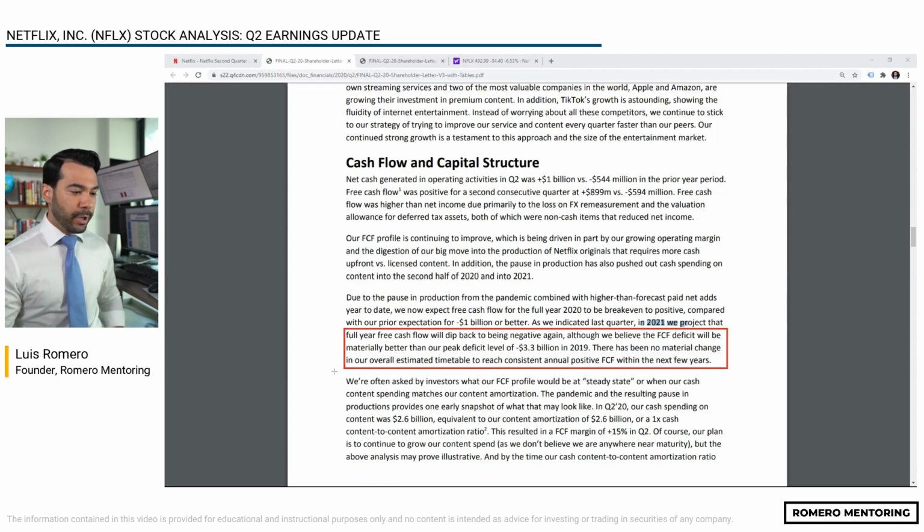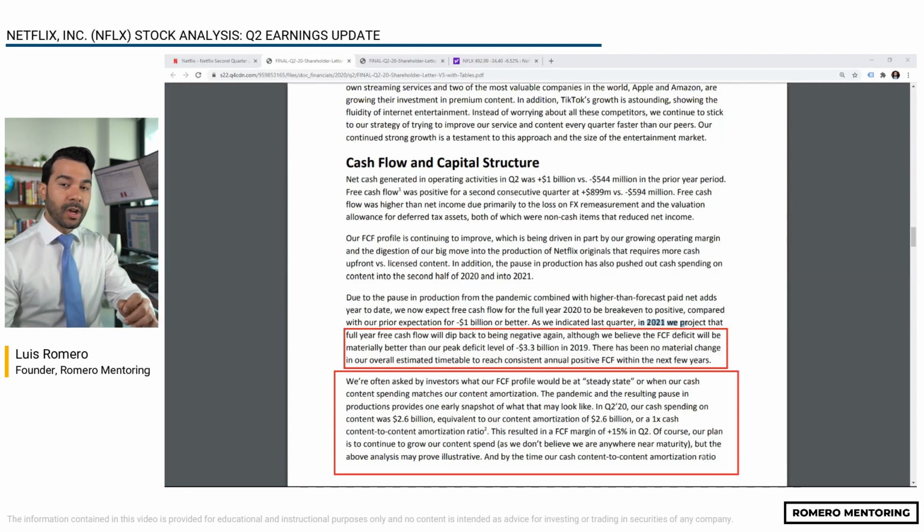And here we go again. Now you're seeing the importance of free cash flow and why I've mentioned this. We're often asked by investors what our free cash flow profile would be at steady state, or when our cash content spending matches our content amortization. The pandemic and the resulting pause in production provides one earlier snapshot of what that may look like. In Q2, that gave you a snapshot. I don't know. Look, I'm just going to discount this.